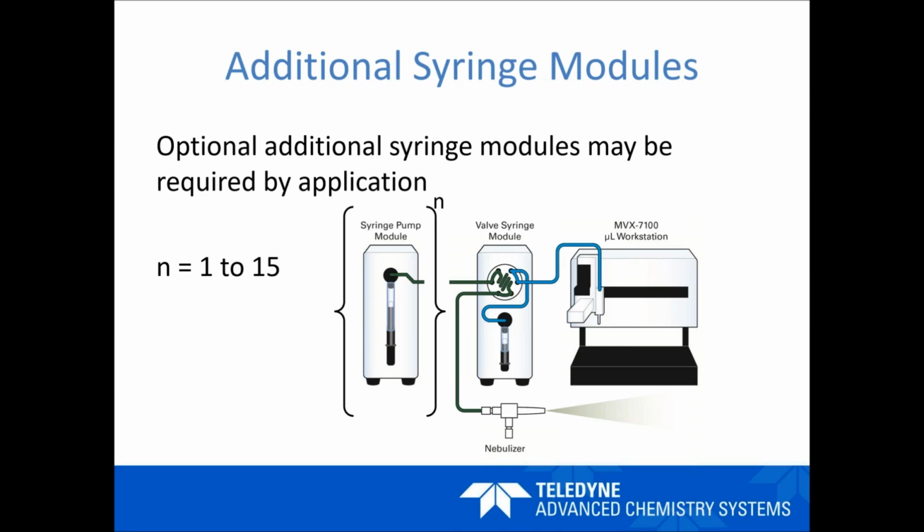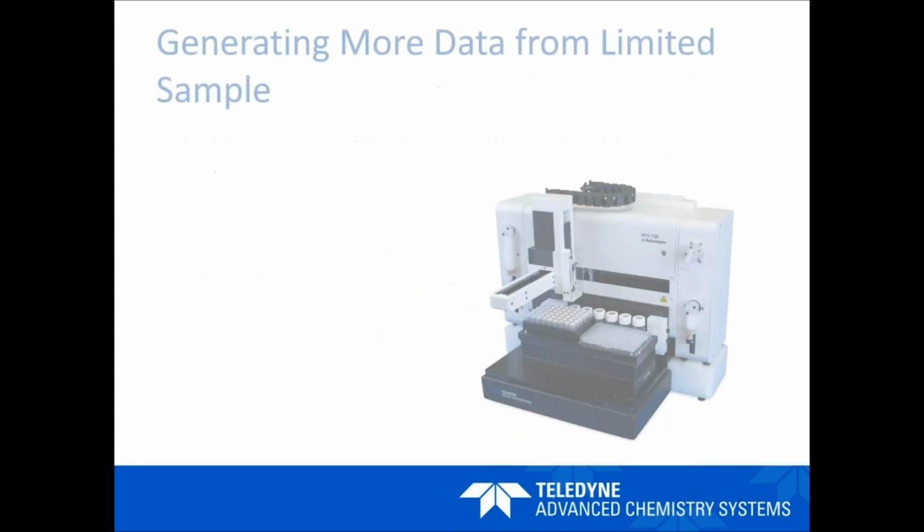You could also have another module for introducing another reagent into the process. For example, in cell work, you could have another pump which is pushing buffer solution teed into the flow as well. So there's a number of options to add other modules if one were so inclined as part of their work. So that's where I'm going to leave that section of the presentation.